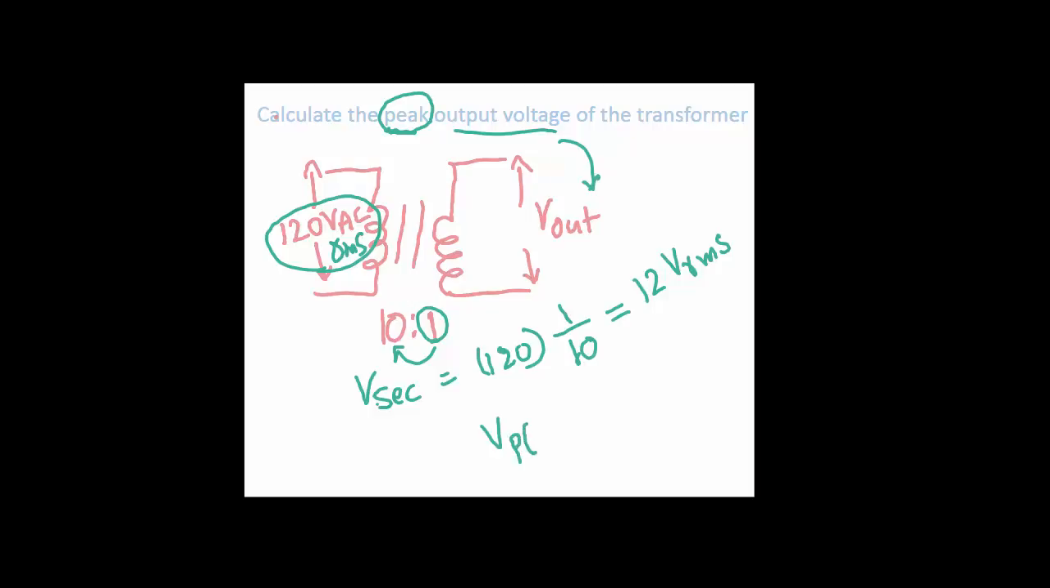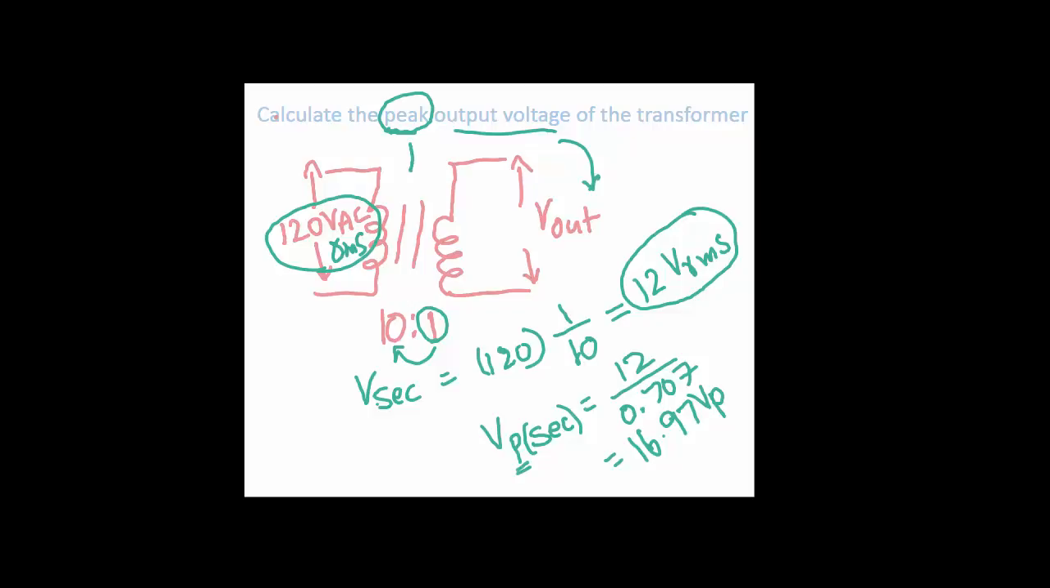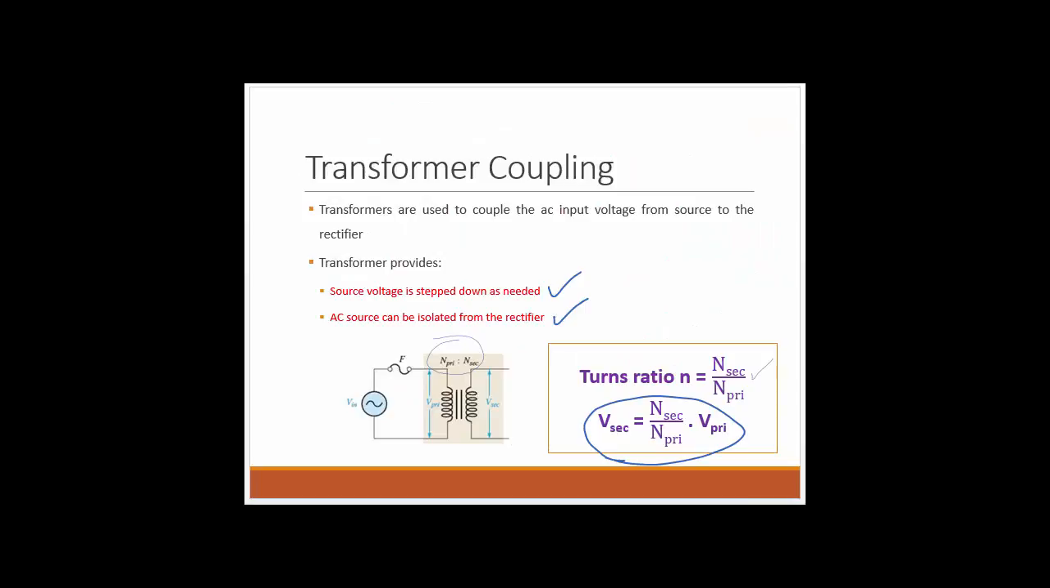So the peak secondary voltage is nothing but, remember, you need to take this RMS value and divide it by 0.707 in order to get the peak value. So you take the RMS value and divide it by 0.707. That will give you 16.97 volts peak as the peak output voltage of this transformer on the secondary side. So here we first of all find the secondary voltage, and then we convert it into a peak value because the problem is asking for the peak secondary voltage. Alright, so that's how we find out the output voltage of a transformer when we know the primary side.